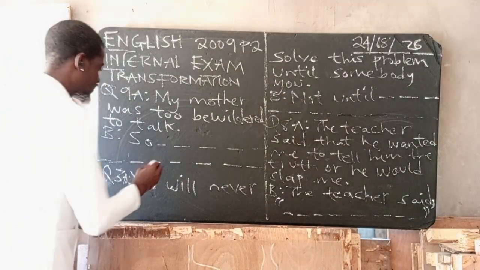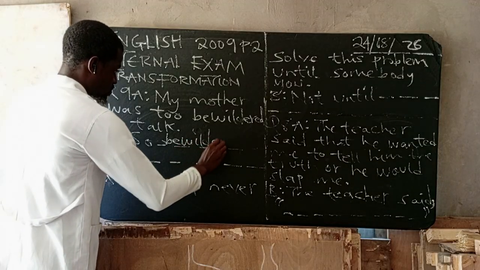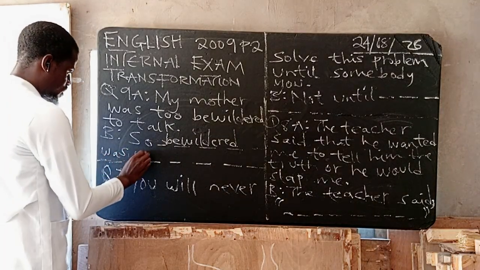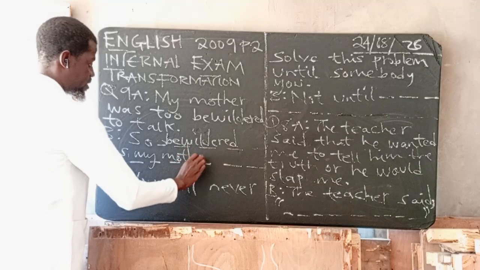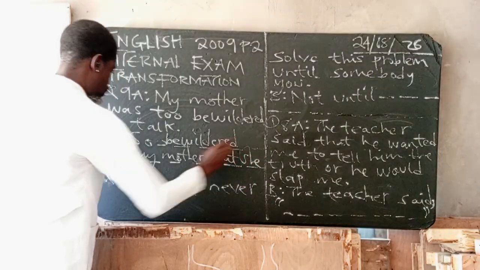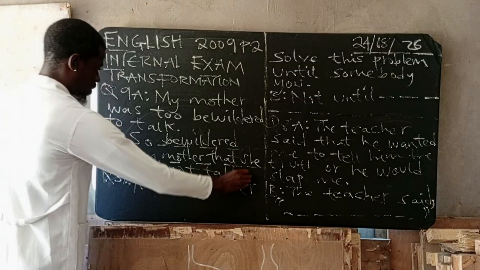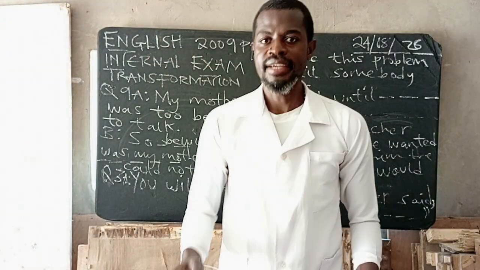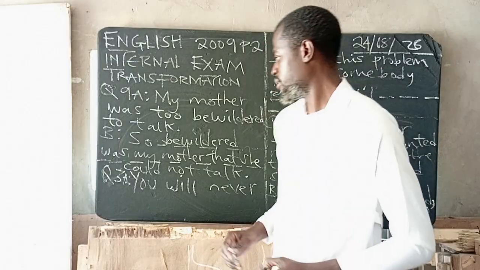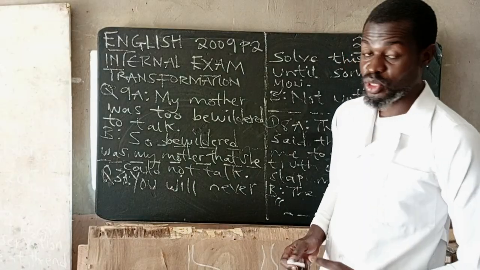So let me write what I've said. So bewildered was my mother that she could not talk. Yes, guys. So like I said, so goes with that, and we are supposed to maintain the use of not, because too is negative. Remember bewildered means to be perplexed, yes, to be perplexed or to be baffled.